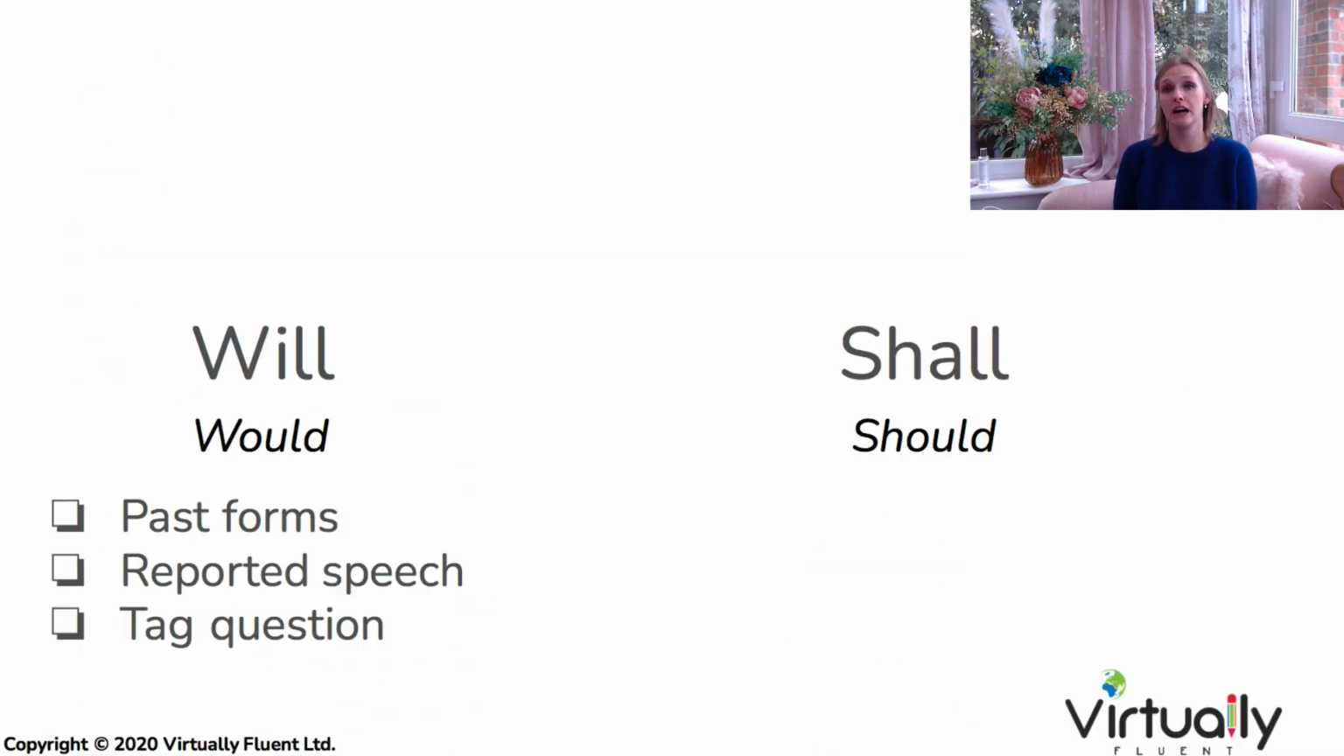Now, both of these verbs do have past forms as well. Will becomes would and shall becomes should. And of course, they're used in their past forms when we're talking in any of our past tenses. Also in reported speech, they both change from will and shall to would and should. And generally in tag questions, you will see them with their would and should forms too. But that's everything that you need to learn about will and shall in English.